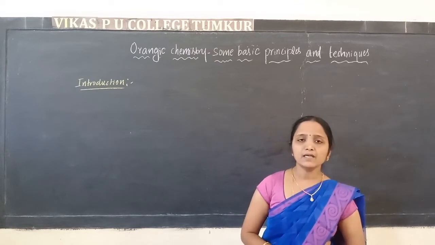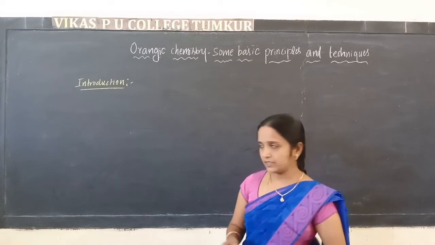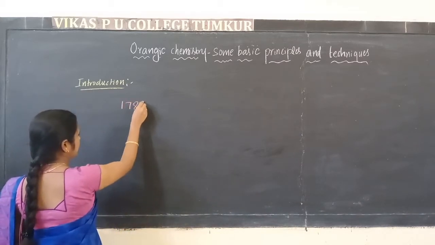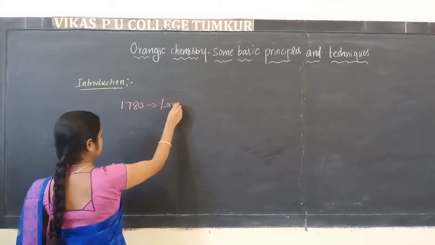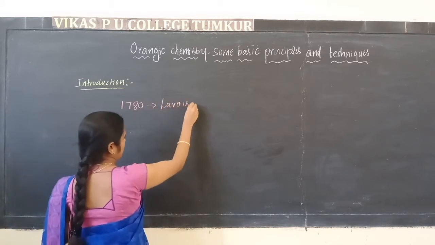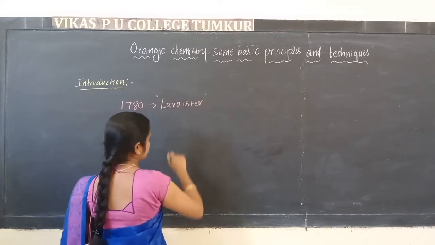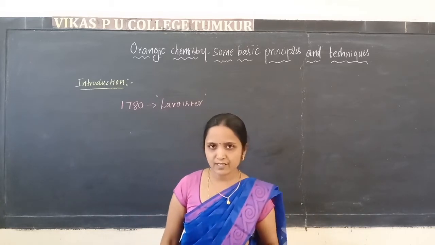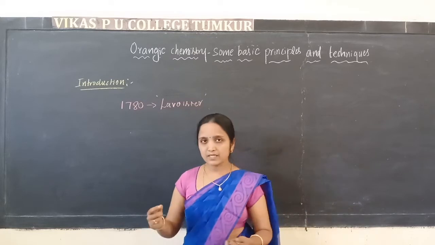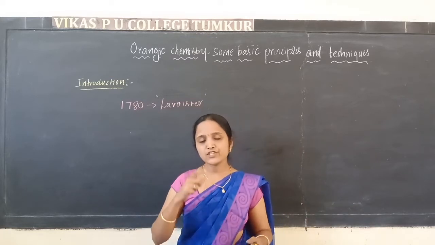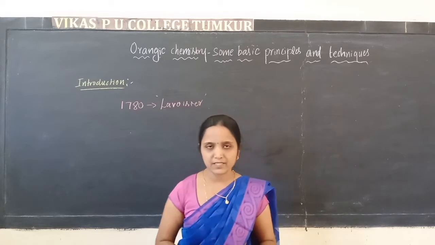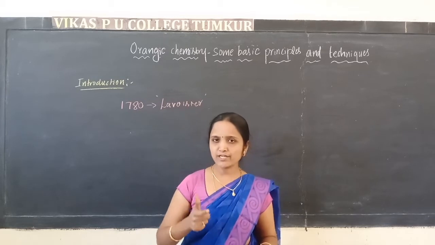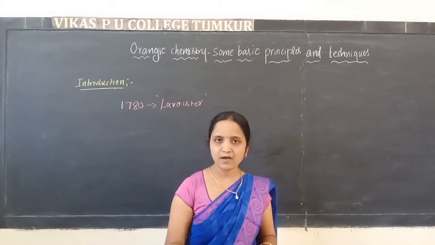Then in the year 1780, Lavoisier, the scientist, differentiated the compounds. He differentiated that the compounds which are obtained from plants and animals are called organic compounds.